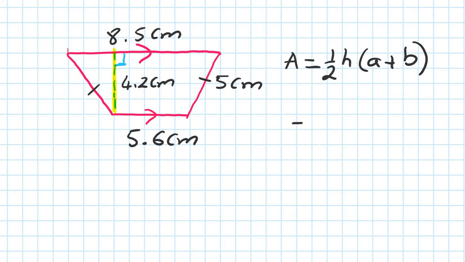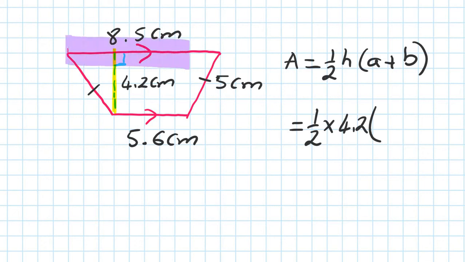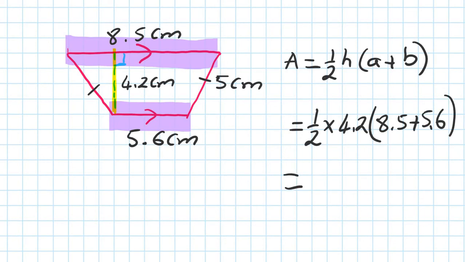So which is equal to a half times 4.2, open bracket, A. Again, it doesn't matter which one is A, so I just use this 8.5. Add, the length of B is 5.6. So if you type that in your calculator, you should get 29.61 centimeters squared. See, very simple.